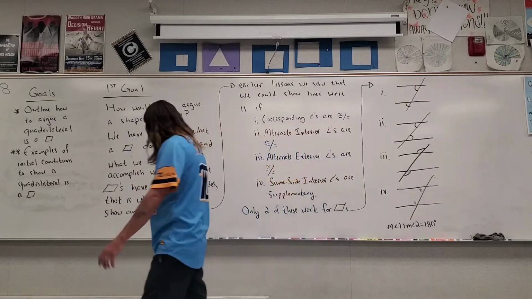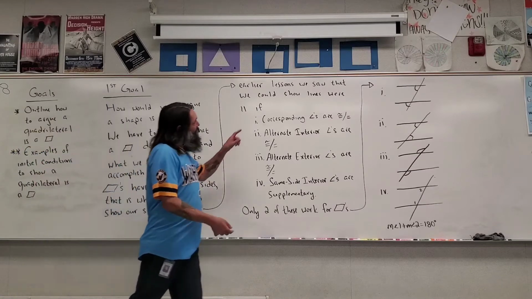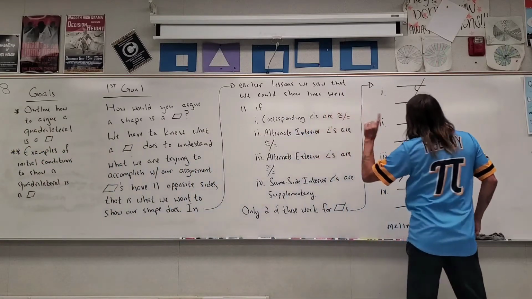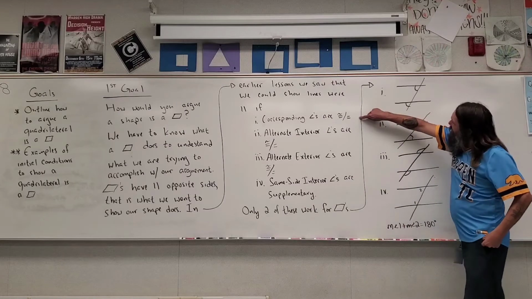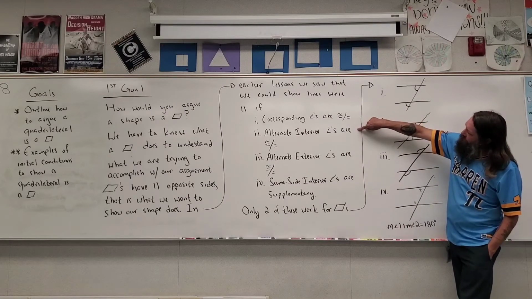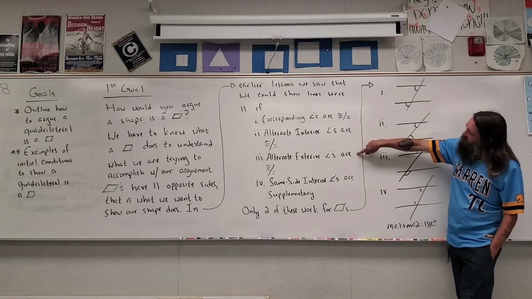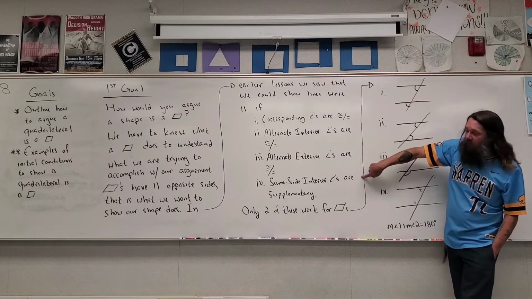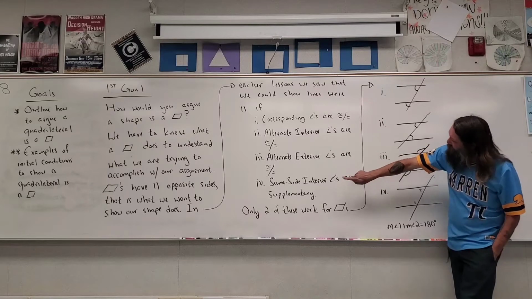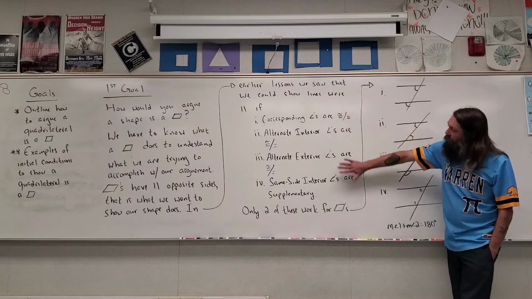All right, so hopefully you hit pause and tried it. So in earlier lessons, we saw that we could show lines were parallel if corresponding angles are congruent or equal, alternate interior angles are congruent or equal, alternate exterior angles are congruent or equal, or finally, same-side interior angles are supplementary. Only 2 of these work for parallelograms. 2 of these are going to work.